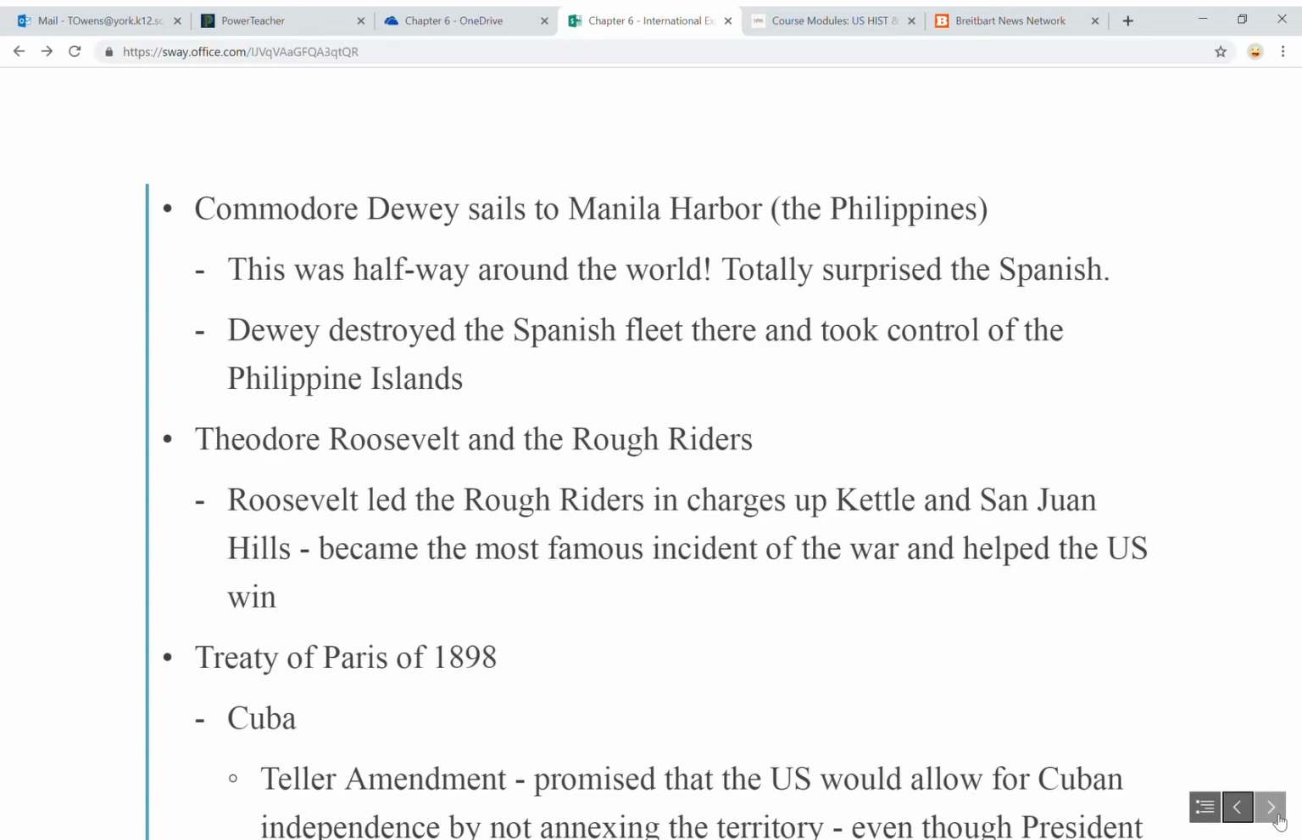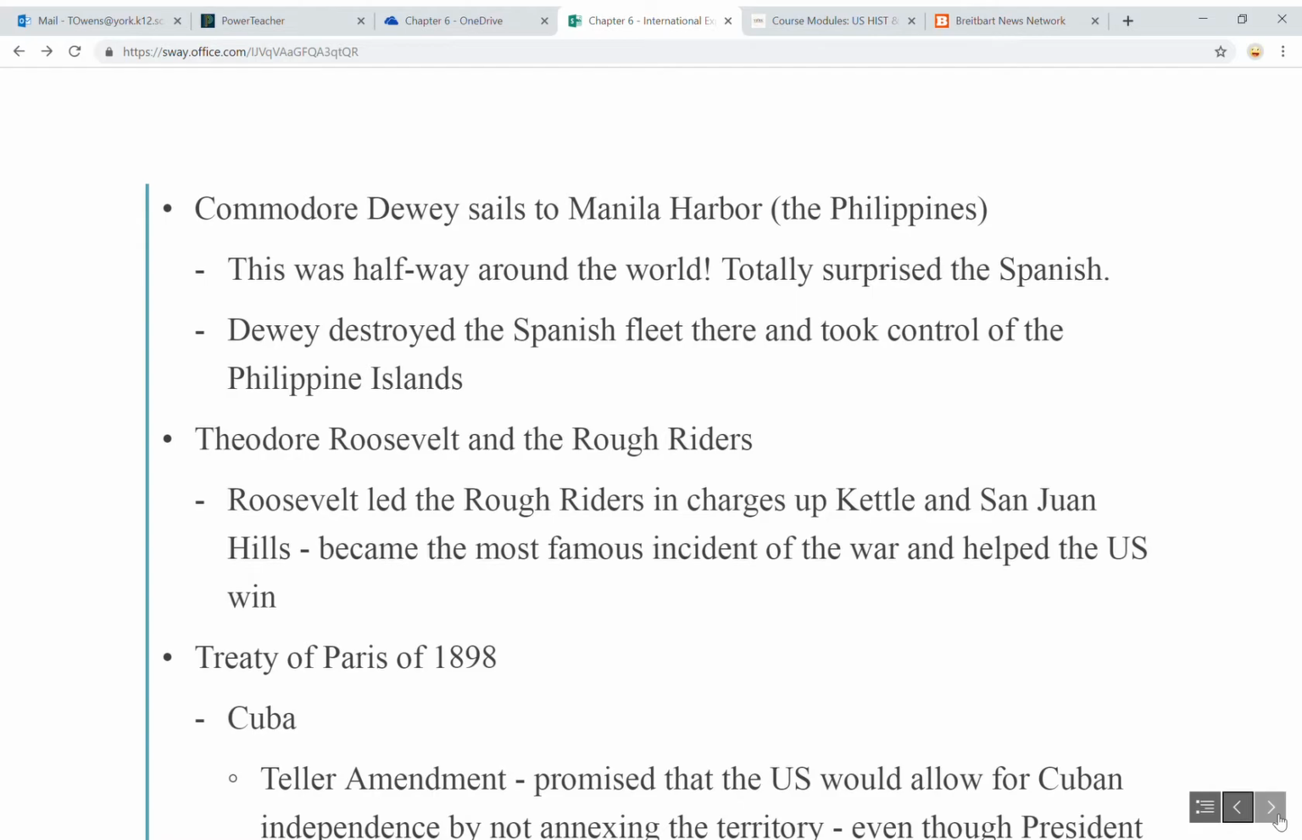Even Theodore Roosevelt said he had the backbone of a chocolate eclair. So not a lot of feelings of greatness toward McKinley. But regardless, because of the Delaunay letter, we do end up declaring war. And we're going to fight this war really quick. It's going to take about 3 months. We weren't really ready for a war.